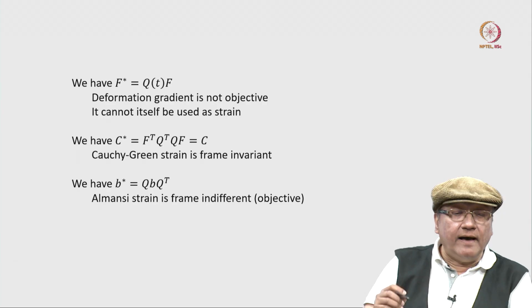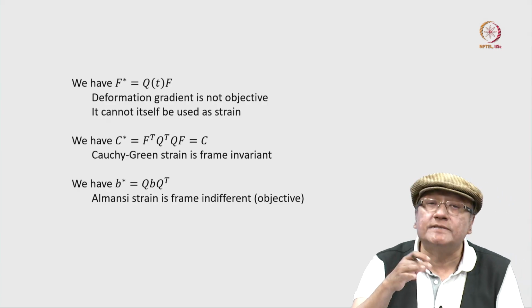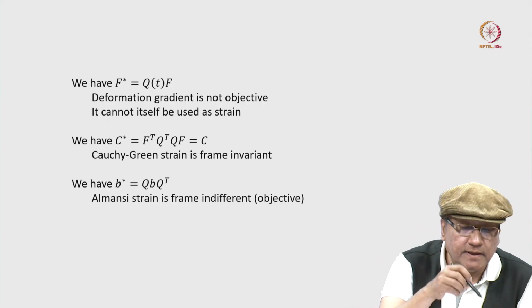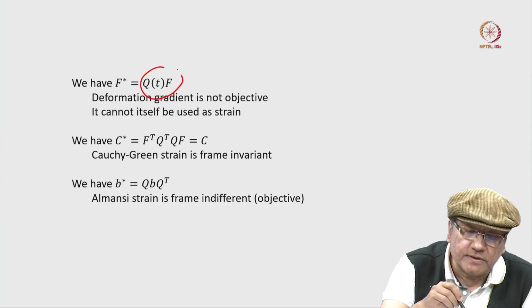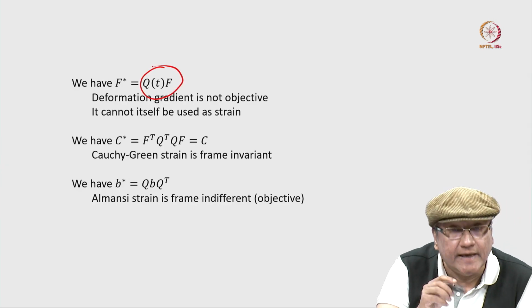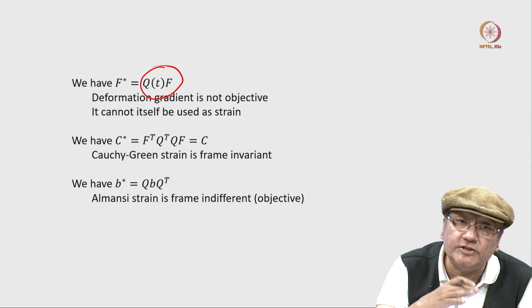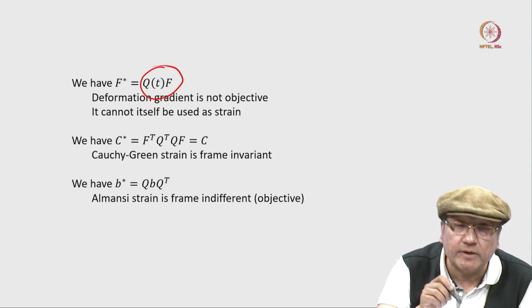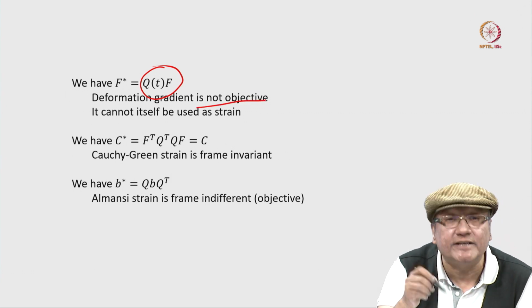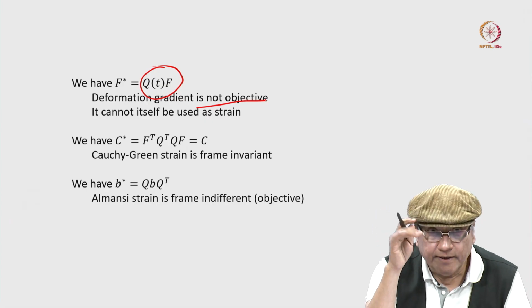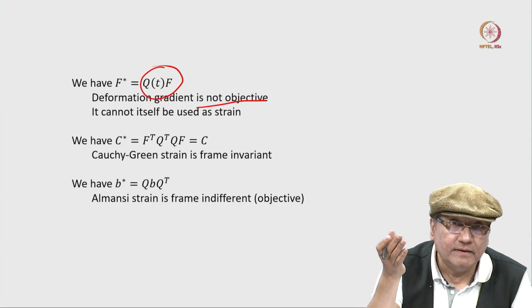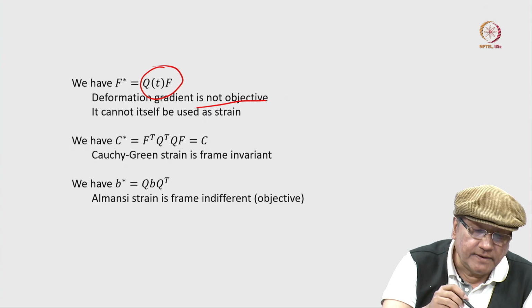Okay. So, we have the following such transformations under the change of spatial coordinates. F star changes as Q times F. So, therefore, it does not change like a tensor. So, F is not a proper tensor, it is not objective at least. You can call it a two-legged tensor, but it is not objective.